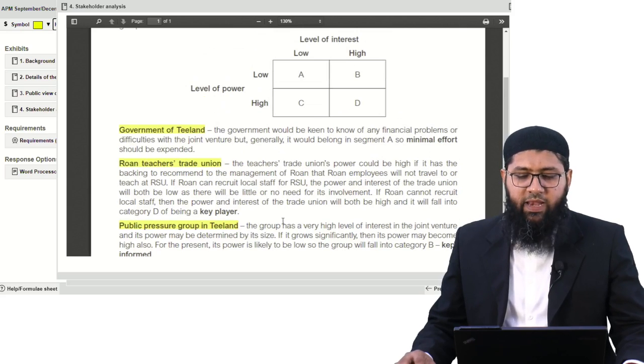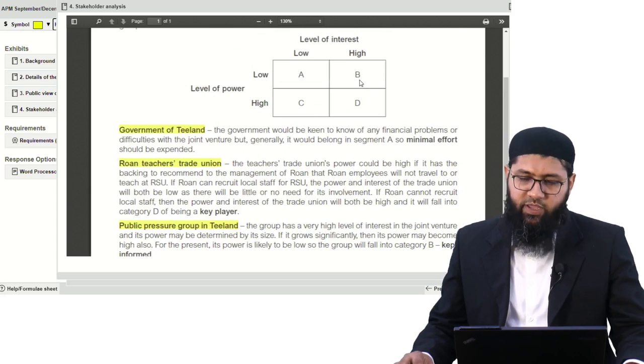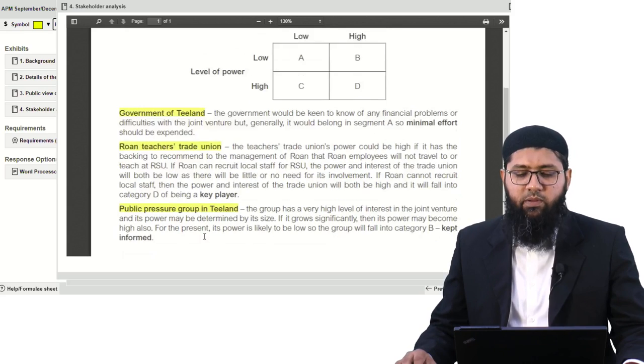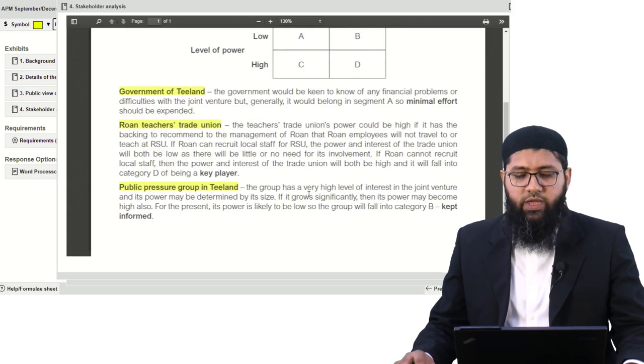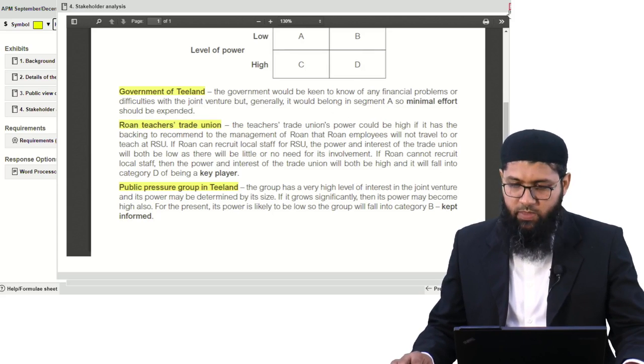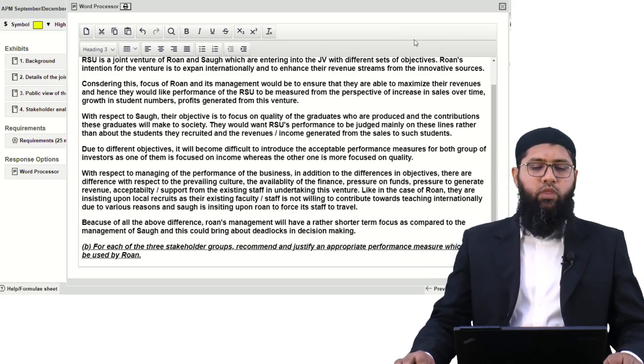The public pressure group in T-Land has a very high level of interest in the joint venture, and its power may be determined by its size. If it grows significantly, then its power may become high also. For the present, its power is likely to be low, so the group will fall into category B, which is keep informed. Now, that is what they have done.